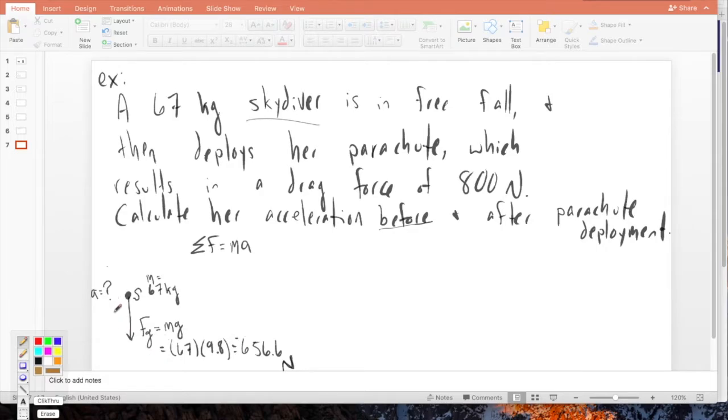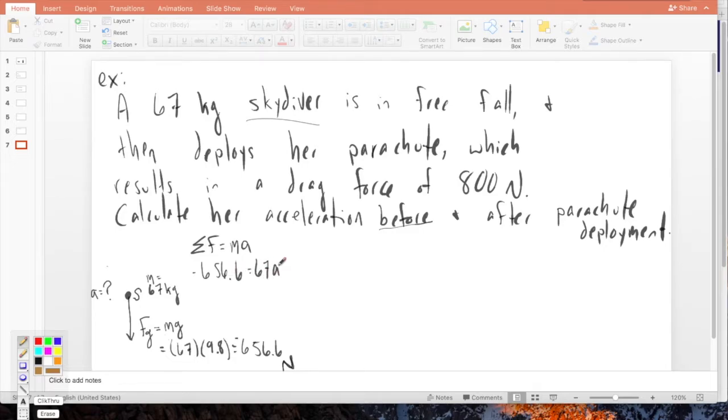656.6. So now I know the sum of all the forces. If I add up all the forces acting on this person in one direction, it's right here. It's that number, negative 656.6 equals MA. Well, do I know what the mass is? Yeah, I do. I can plug that in. 67 kilograms. So you'll see I get negative 656.6 equals 67A.